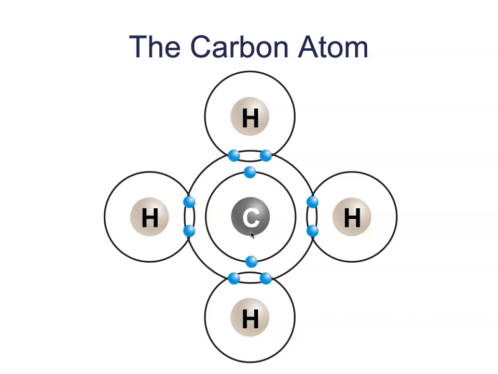But because it has 6 protons, it has how many electrons? 6. Very good. Because it has 6 electrons, it only has 2 energy shells. So 2 in the inner energy shell, 1, 2, and then 4 in the valence shell. 1, 2, 3, 4. Now here's the interesting thing. It only has 4 in its valence shell. How many does it want in its valence shell?